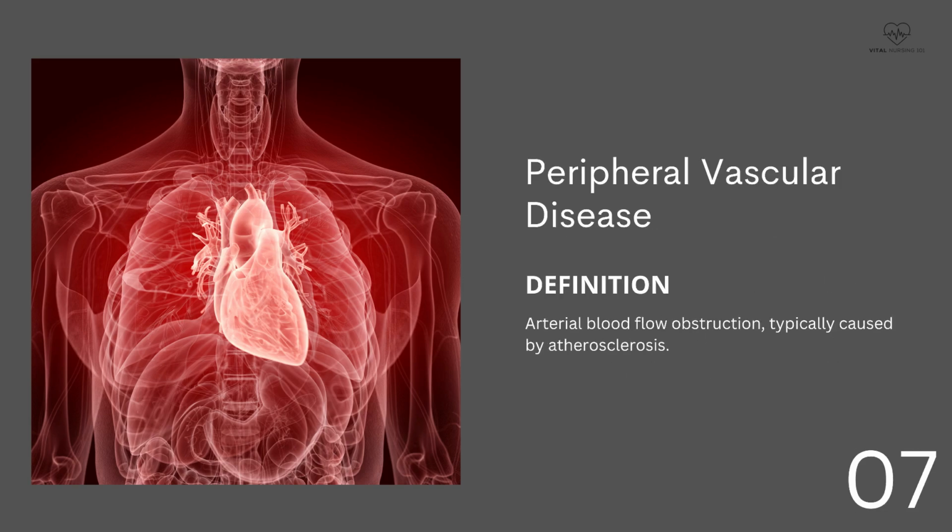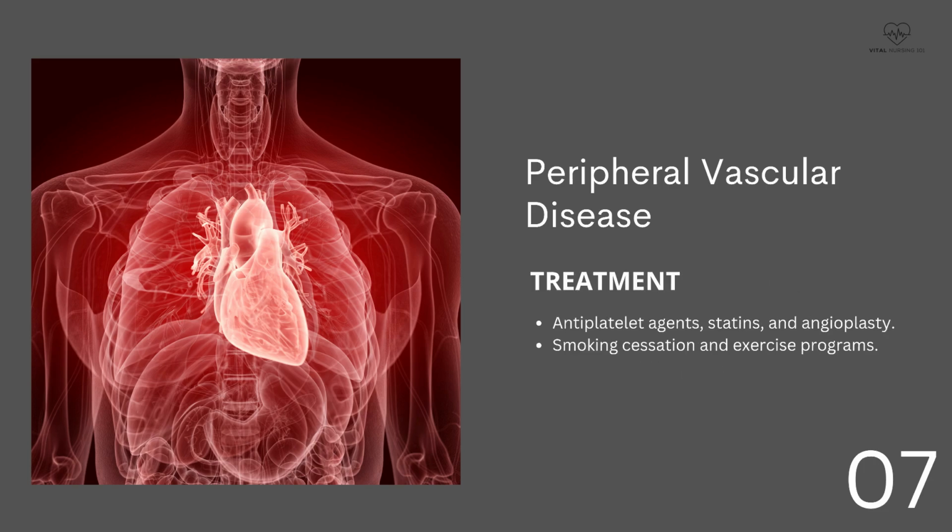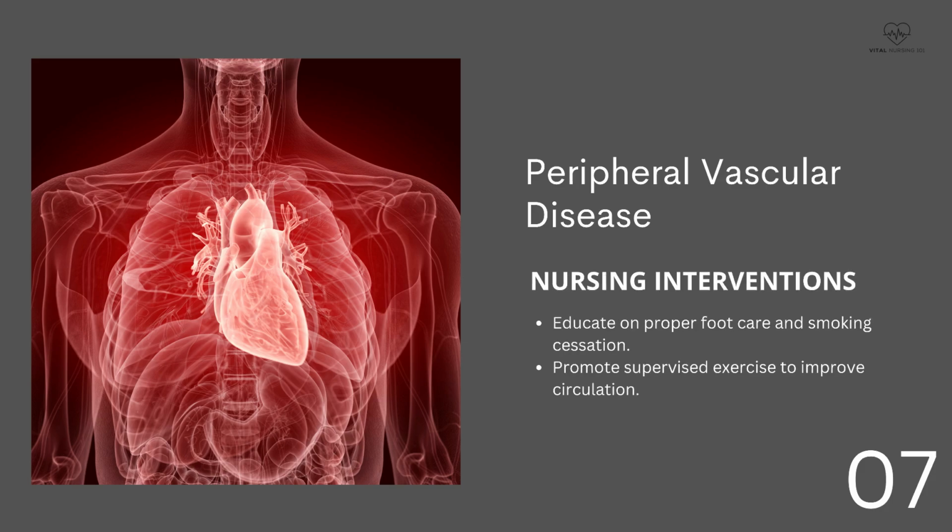Peripheral vascular disease. Peripheral vascular disease is arterial blood flow obstruction, typically caused by atherosclerosis. Signs and symptoms include intermittent claudication, cool skin, weak or absent pulses, as well as ulcers on toes or feet. Treatment includes antiplatelet agents, statins, and angioplasty. Also, smoking cessation and exercise programs are encouraged. Nursing interventions are to educate on proper foot care and smoking cessation, and to promote supervised exercise to improve circulation.